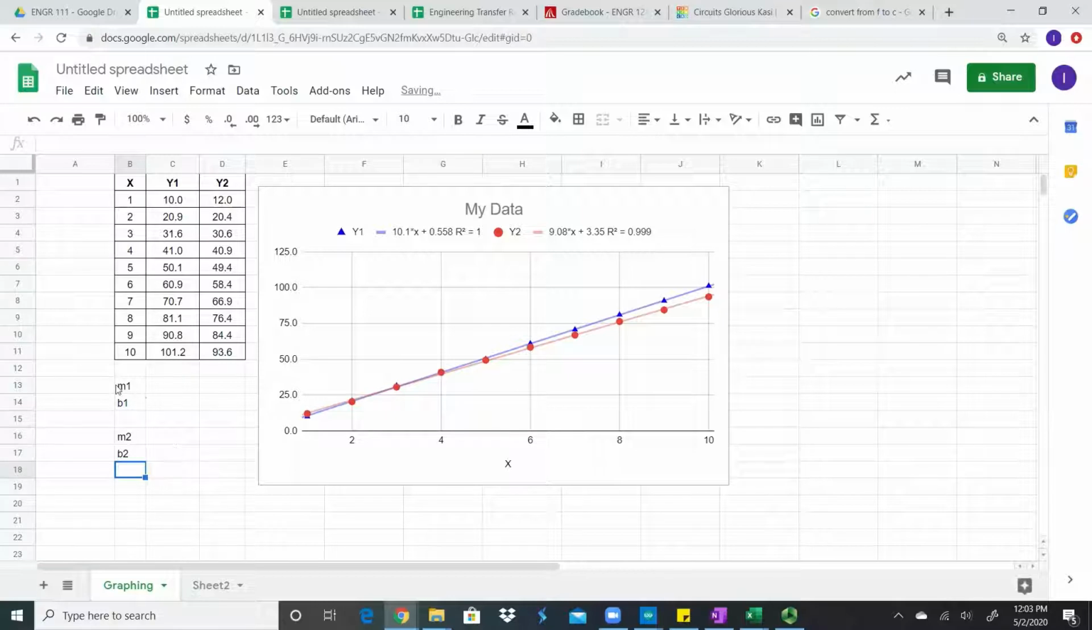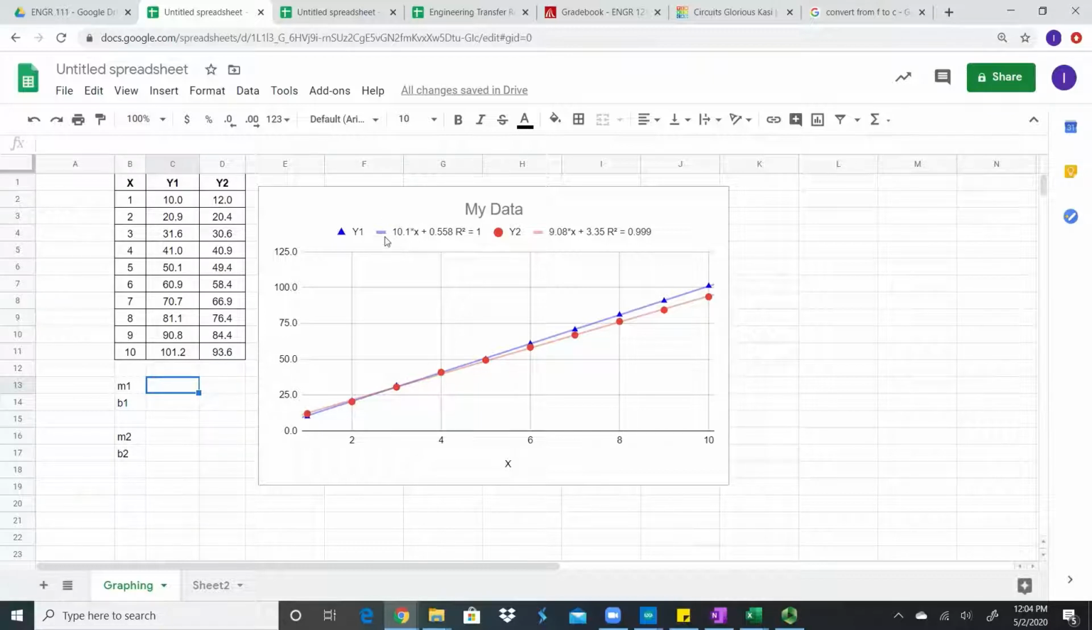M1 is the slope for data 1, for my equation 1, and B1 is the y-intercept of this equation as well. There are other ways to do this a little more cleanly, especially if you're doing something more important, where the actual numbers are super important. We're just going to type this number out. I'm going to do it just by inspection here.